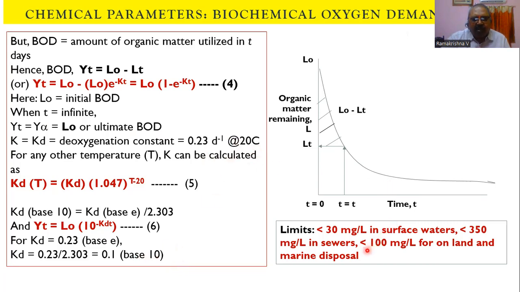And what is the importance of this? You can see here the BOD value should be less than 30 milligram per liter when you dispose the wastewater in surface waters, less than 350 milligram per liter when disposing into municipal sewers, and less than 100 milligram per liter when you dispose it on land and for marine disposal.